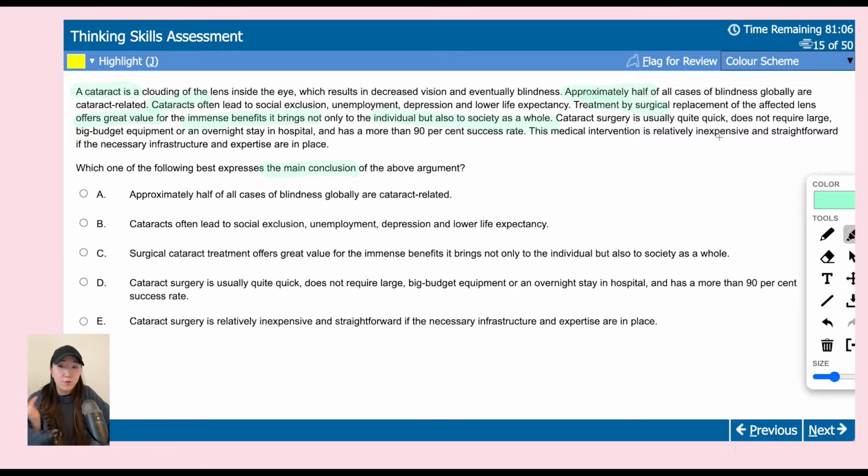Hopefully you can recognize that for what it is, which is just a list of factors that support the main conclusion sentence. So it's this sentence here: treatment by surgical replacement of the affected lens offers great value for the immense benefits it brings. So we'll just match that sentence, which would be C.